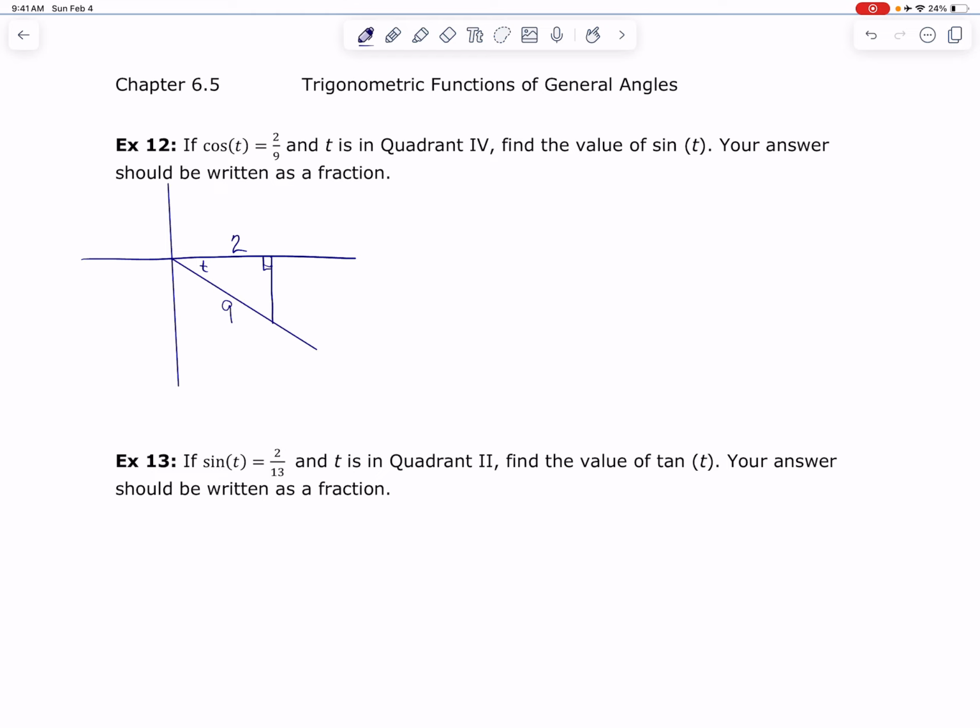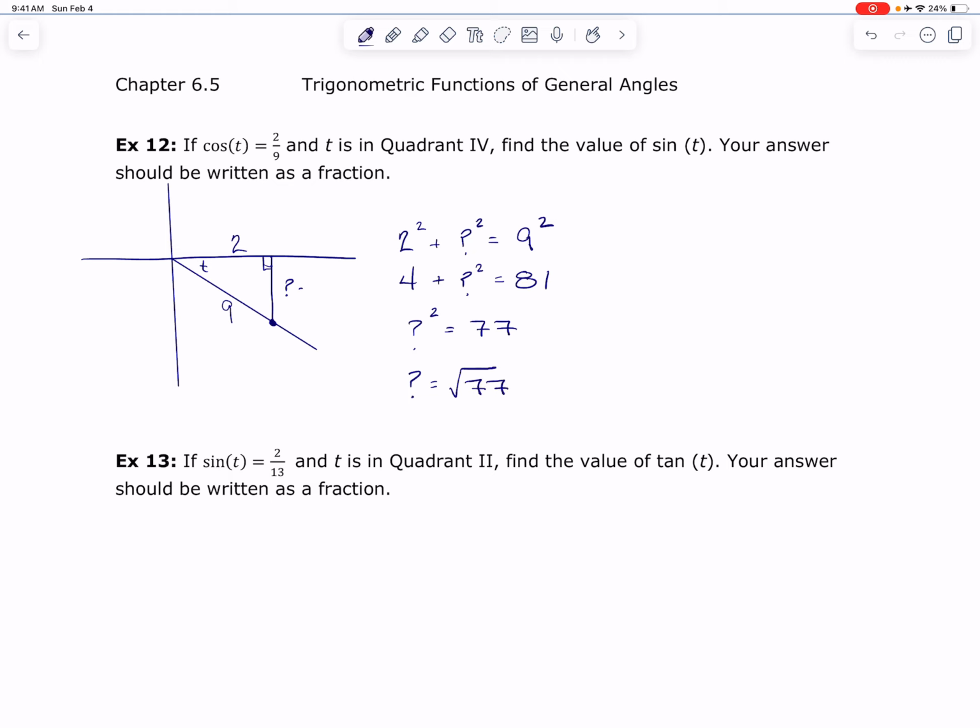But we need to find the value of sine, which means I need to figure out what the length of this side is. So I have a right triangle. There's my a squared, plus, we're just going to leave it a question mark, equals 9 squared. I get 4 plus whatever we're trying to find is 81. So the length of our side squared is 77. That length of that side is square root of 77.